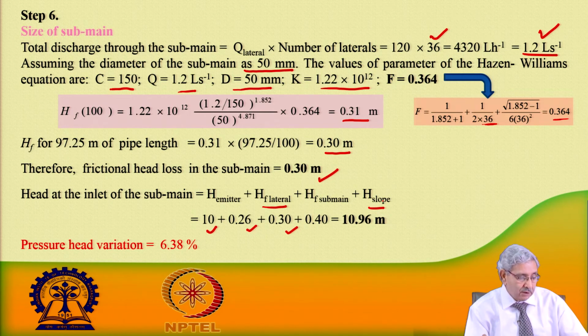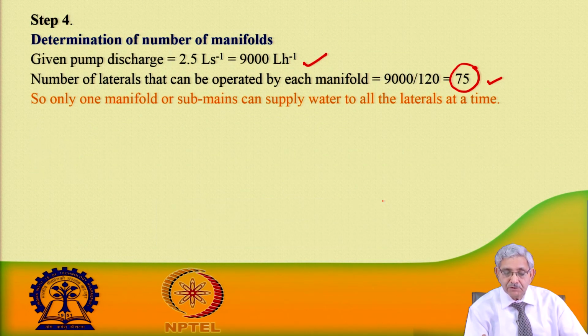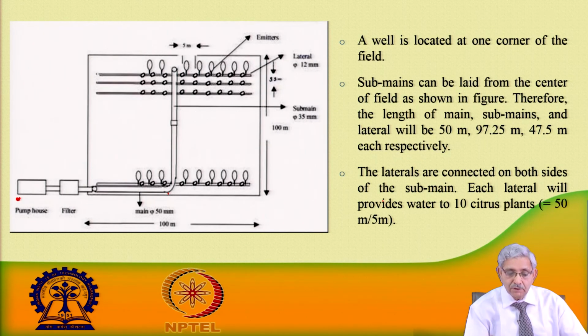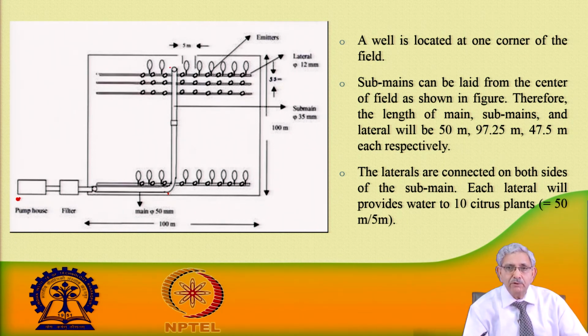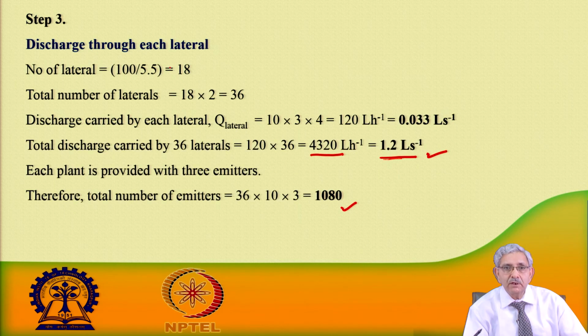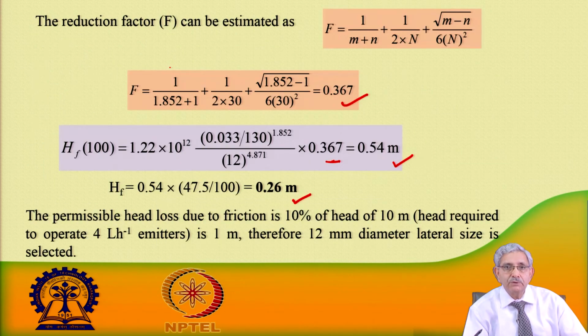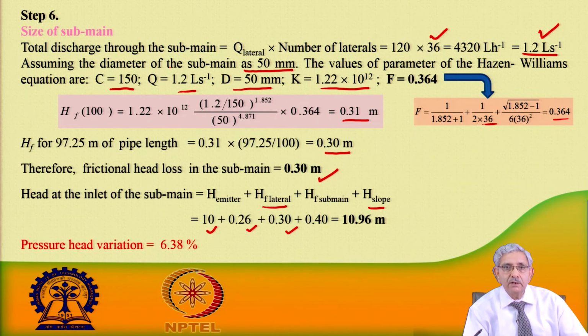If you see the field, let me show you the layout once again. The slope is in this direction, from south to north, and it runs over the 97.25 meter length. It is almost 0.4 meter over the length. So, what we are seeing here is that the slope is 0.4 meter. So, the total head required at the inlet of the submain pipeline is 10.96 meter.